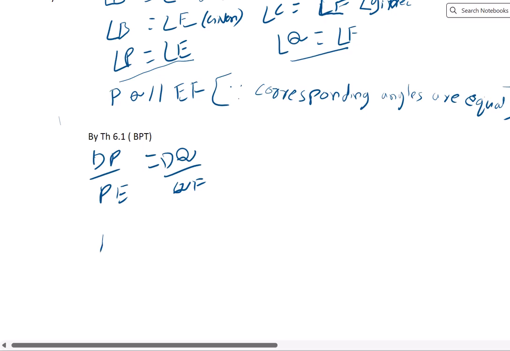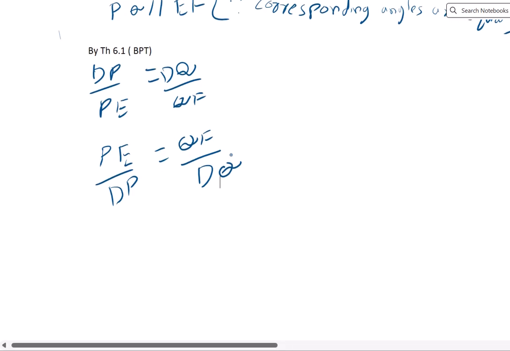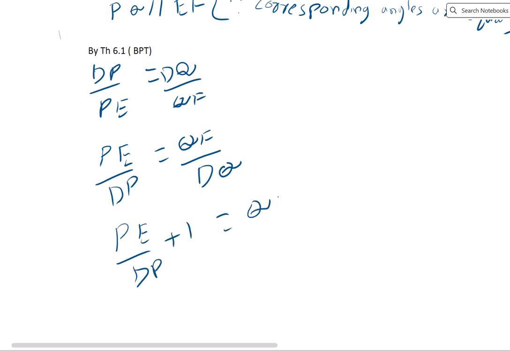That means PE by DP and QF by DQ. Okay. Now the next step, we have to add 1 on both sides: PE by DP plus 1, and QF by DQ plus 1.